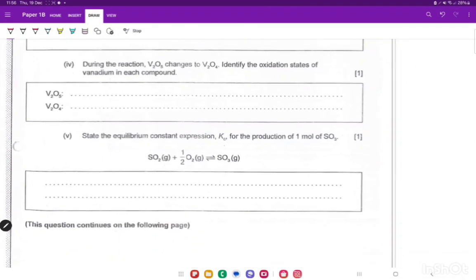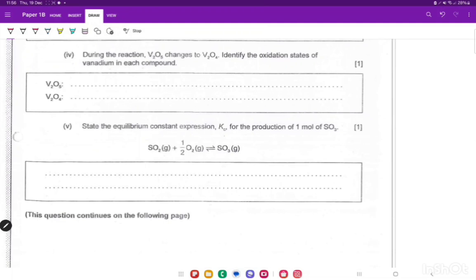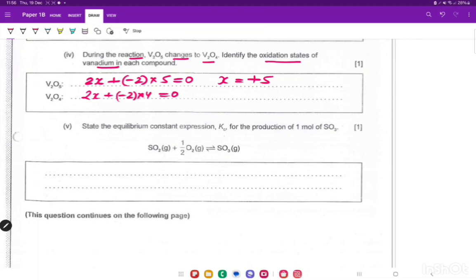Next question 4, part 4. During a reaction, V2O5 changes to V2O4. Identify the oxidation states of vanadium in each compound. For V2O5, let vanadium be X: 2X plus, for oxide it is -2 into 5, and it is a neutral compound, equal to 0. X comes out to be +5. For V2O4, it is 2X plus -2 into 4, that is equal to 0. X comes out to be +4.